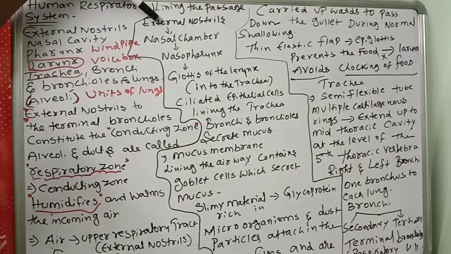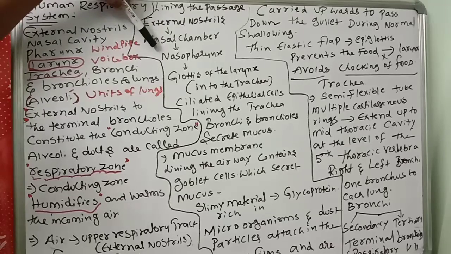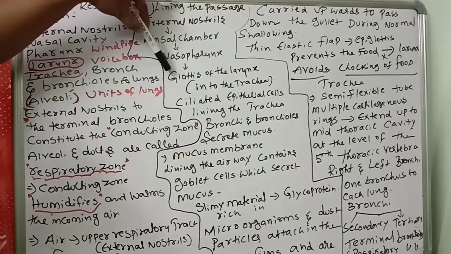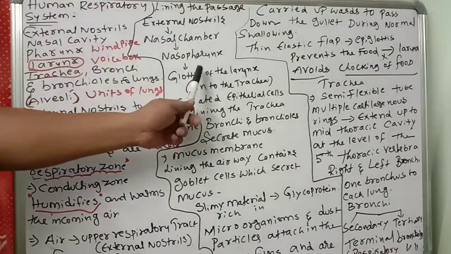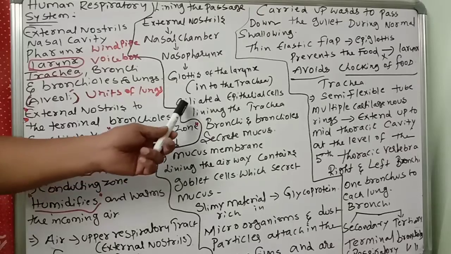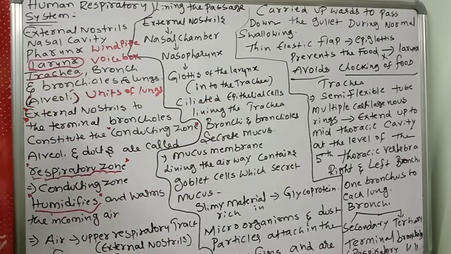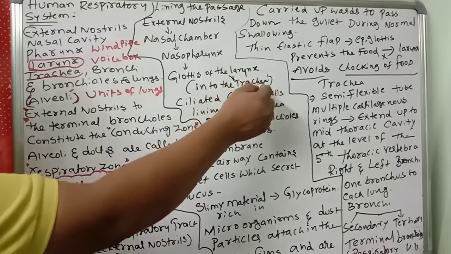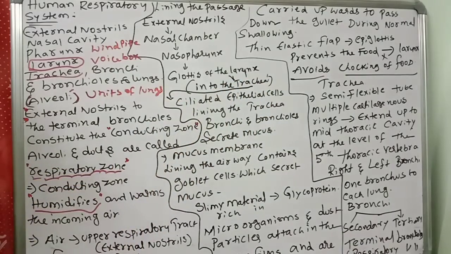Next to the external nostrils, that leads to which one? The nasal chamber, which opens into the nasopharynx, which opens through the glottis into the larynx region and into the trachea. Now the trachea is called the windpipe. The ciliated epithelial cells lining the trachea are a very important point. This one you should remember. They trap the dust particles.